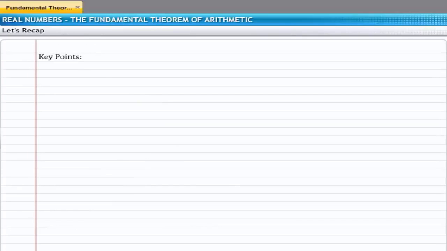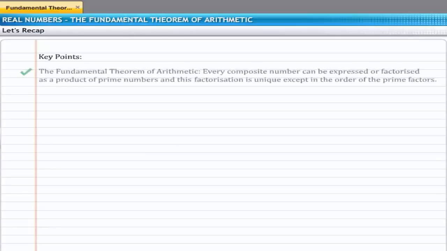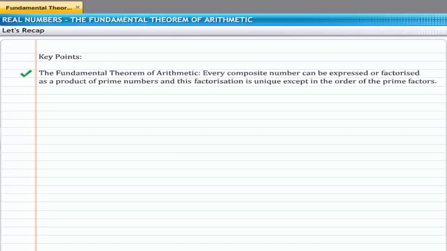You've reached the end of this section. In this section, you learnt about the fundamental theorem of arithmetic. The theorem states that every composite number can be expressed or factorized as a product of prime numbers, and this factorization is unique except in the order of prime factors.